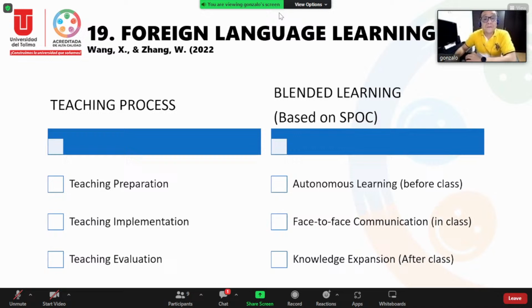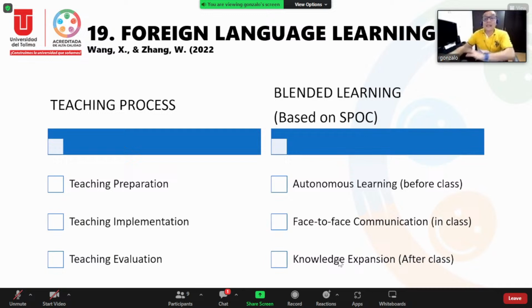This is another model that is called the foreign language learning mode. It's not a model, but it's a mode. The authors are written there. Basically the authors say that in this mode, they take into account two parts. One has to do with the teaching process. There should be teacher's preparation, teacher implementation, and teaching evaluation. And the part of learning has to do with blended learning and is based on small private online courses. And on the part of the learner, there should be autonomous learning, face-to-face communication, and knowledge expansion.